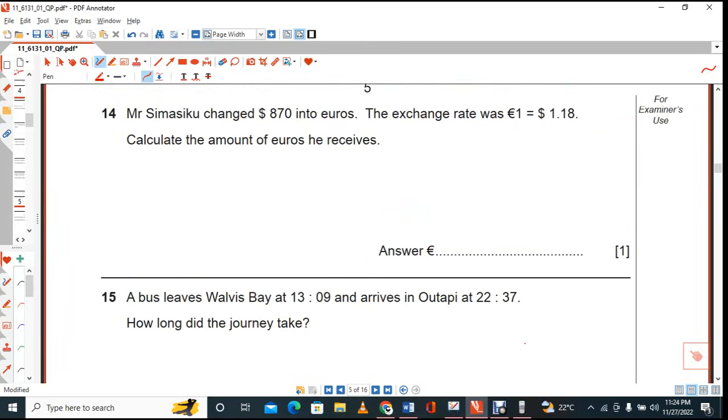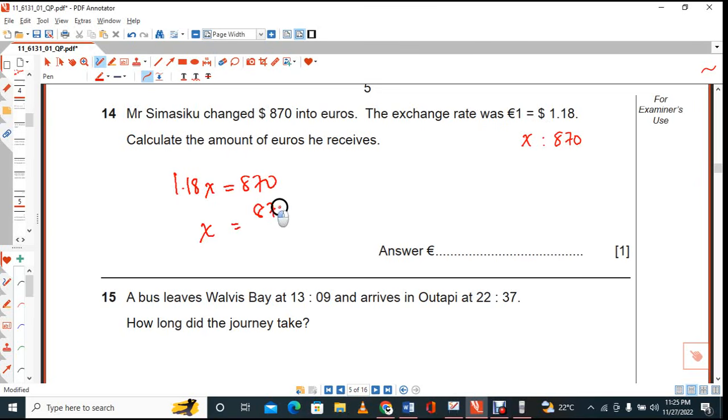Question 14, this is something to do with exchange. You are given that Mr. Simasiku changed 870 dollars into euros. Okay, so this was 870. I'm just going to put it under there, and we want to know how much that is in terms of euros. So we can go ahead and cross multiply, so to speak, if you want to do that. So what you realize is that you will have 1.18x is equal to 870.